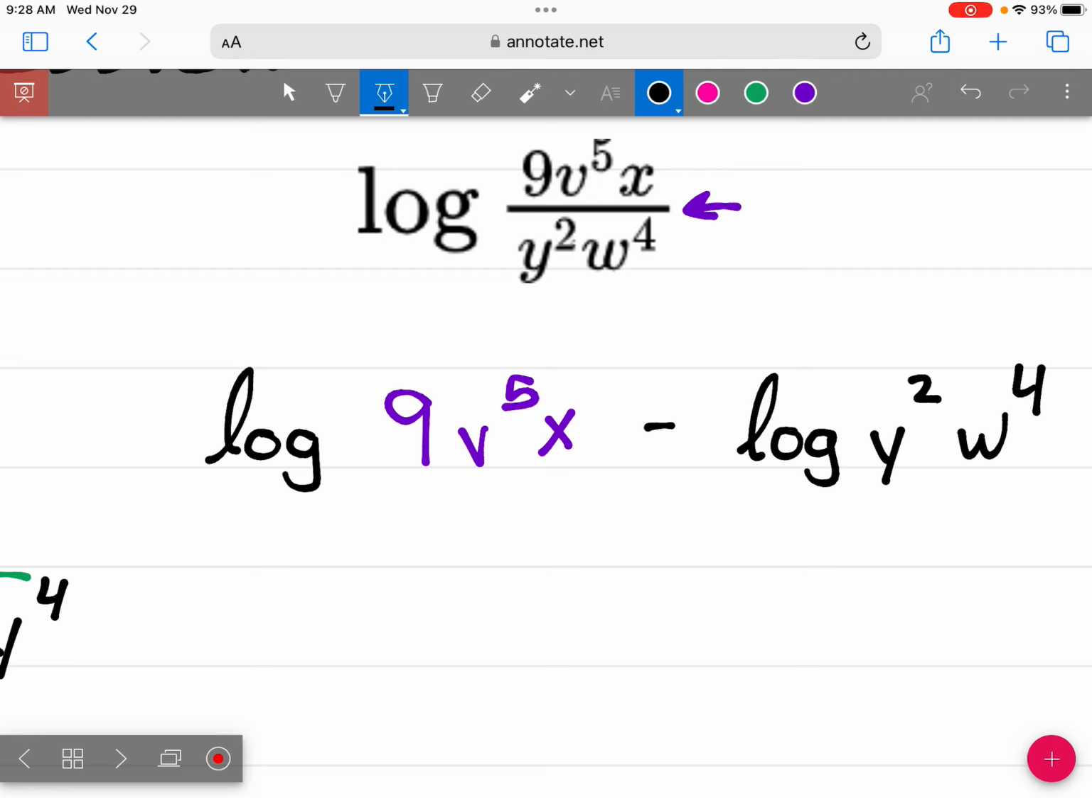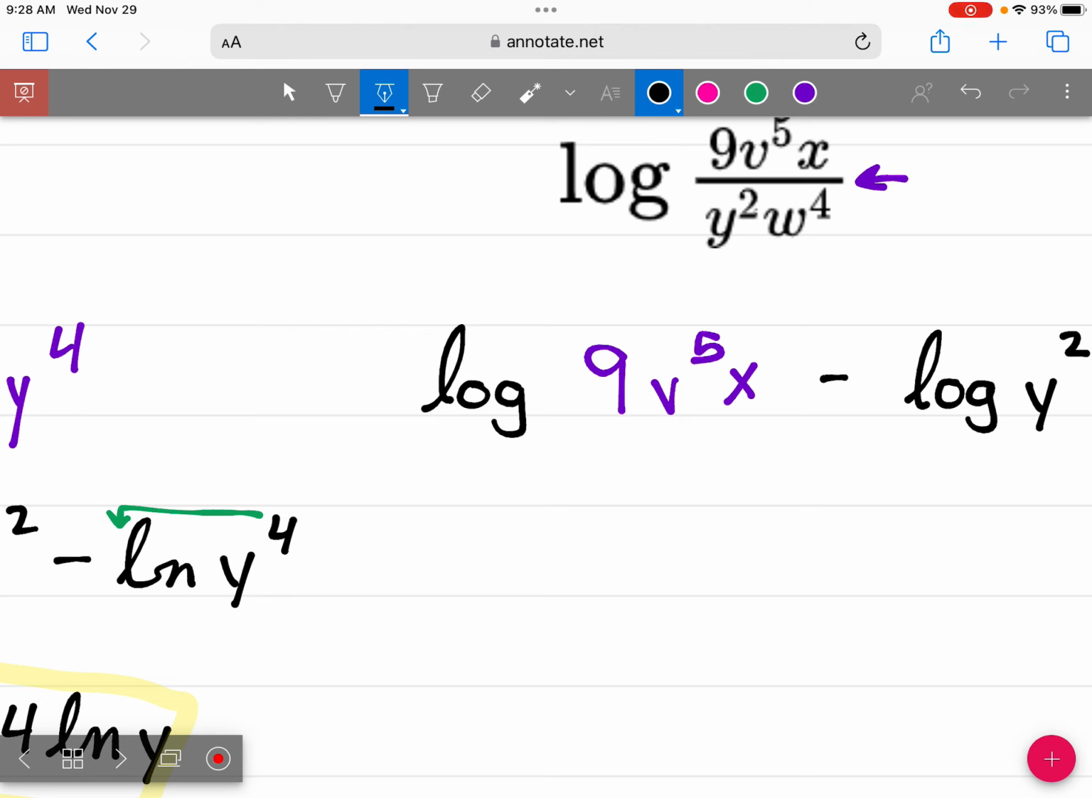Then what are we going to do? Our product property. And we have about a gazillion. And we have to be super duper careful, because we need to remember this is subtracting this whole chunk. So I'm going to put parentheses around it when we expand it with our product property.